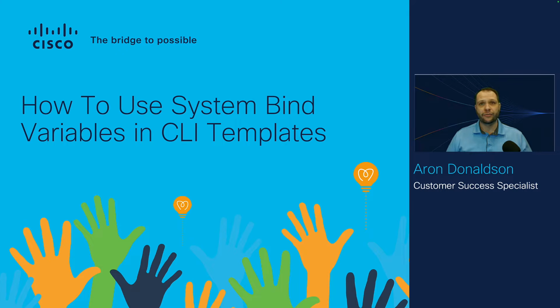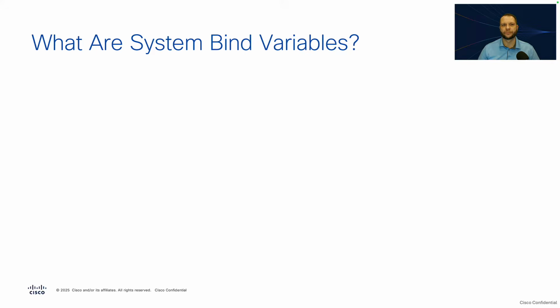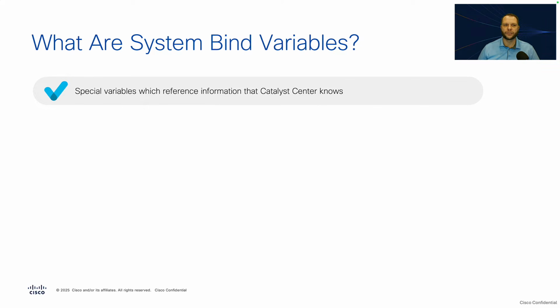In today's how-to video, I will explain what system bind variables are and how you can use them in your CLI templates. So let's go in and start talking about what system bind variables are. System bind variables are special variables which are made available by Catalyst Center, and they allow you to reference information that Catalyst Center already knows about devices in your inventory or configuration in the platform itself.